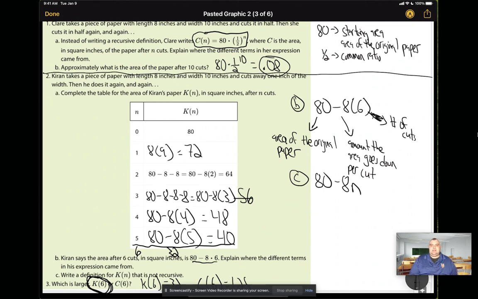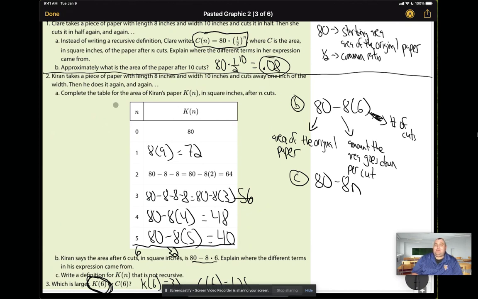So that's how we did it. We did it by finding the terms and figuring out which one was larger. Now, another way you could have done it is by considering the type of sequences these are. I knew that C is a geometric sequence and K is an arithmetic sequence. C, because it's geometric, is exponential. K, because it's arithmetic, is linear.